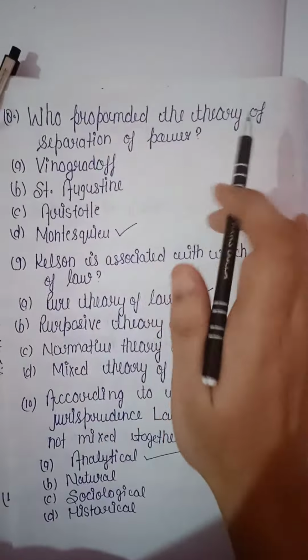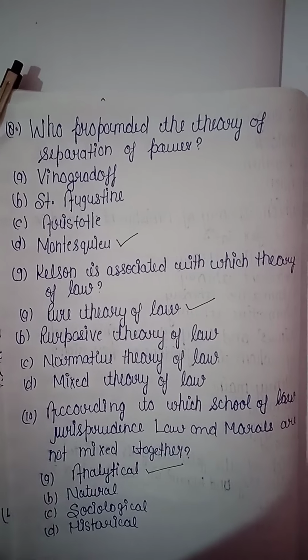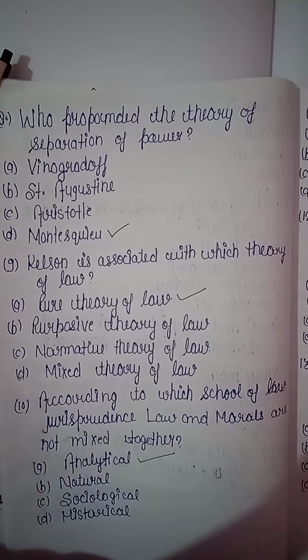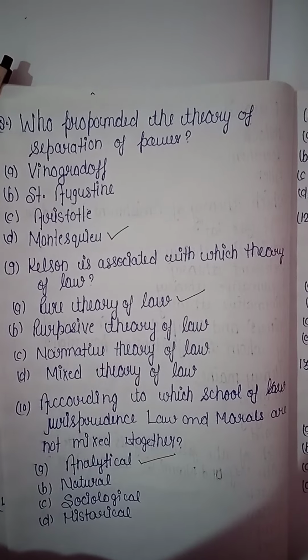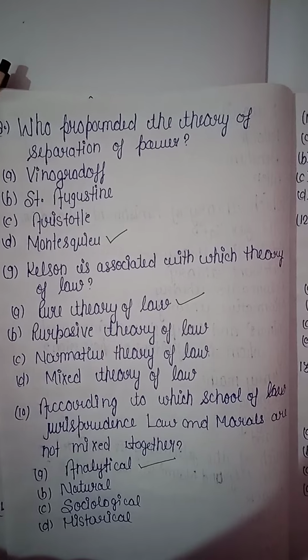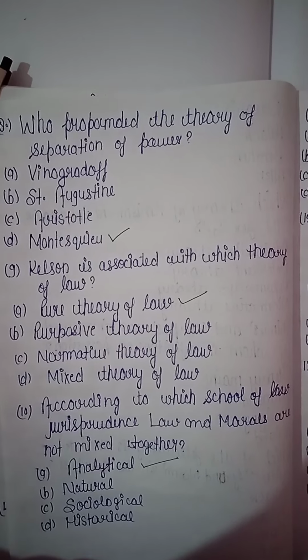Next question is who propounded the theory of separation of power? Option A Vinogradov, B St. Augustine, C Aristotle, D Montesquieu. The right answer is D Montesquieu. Question number 9 is Kelson is associated with which theory of law? A pure theory of law, B purposive theory of law, C normative theory of law, and D mixed theory of law. The right answer is A pure theory of law.